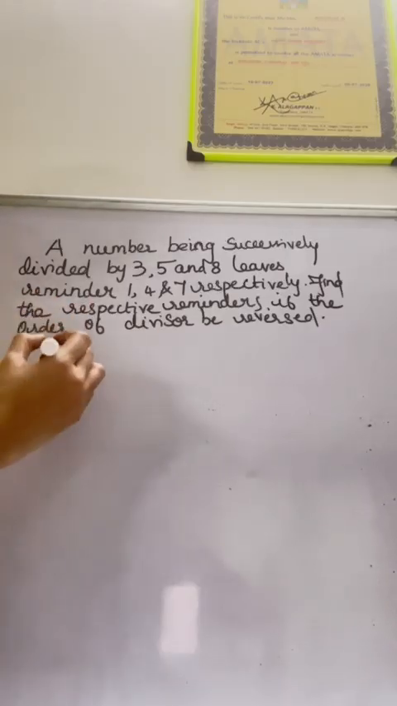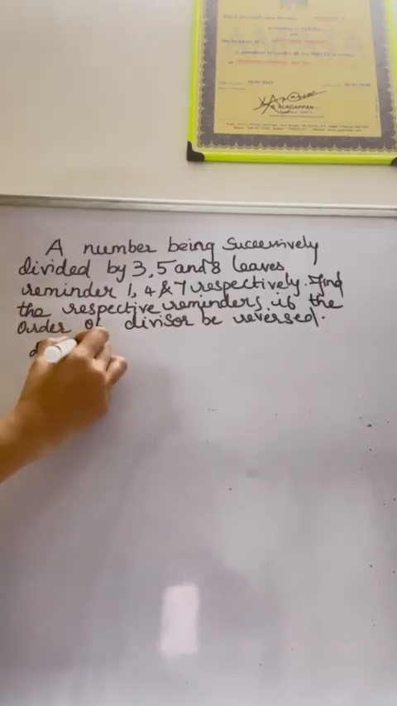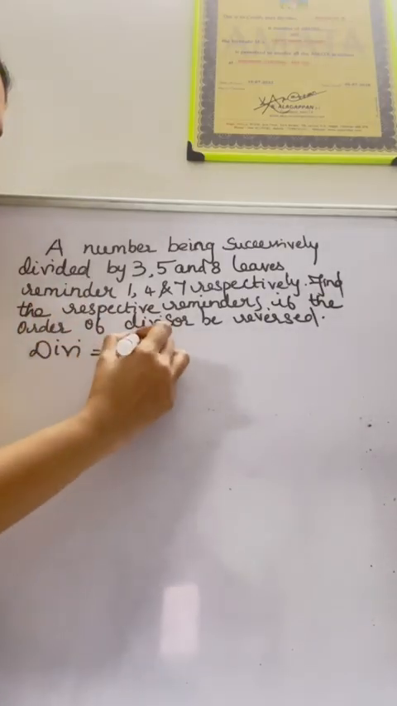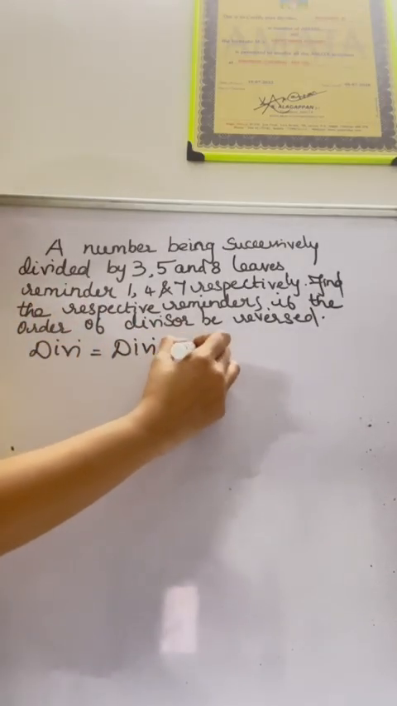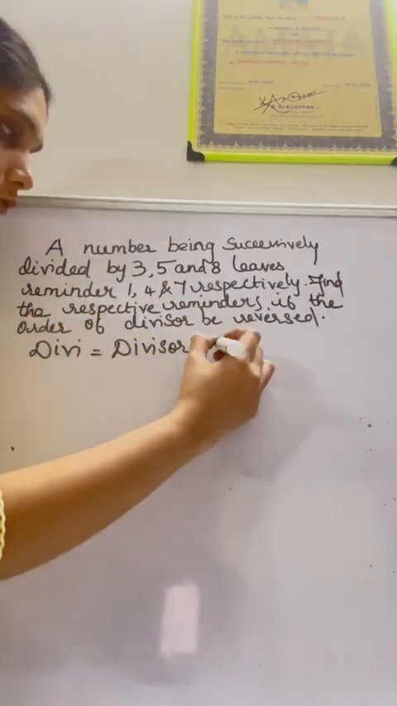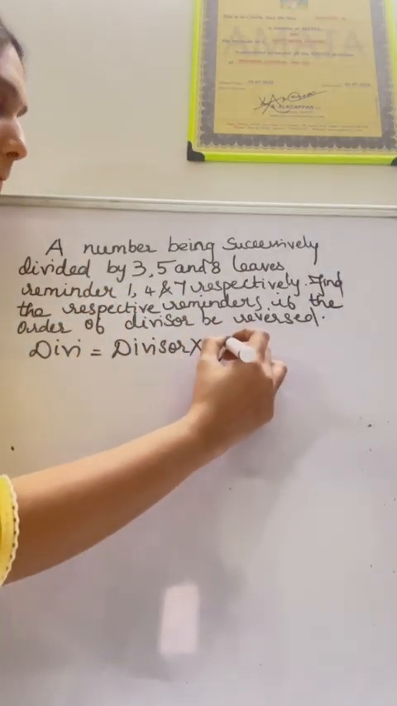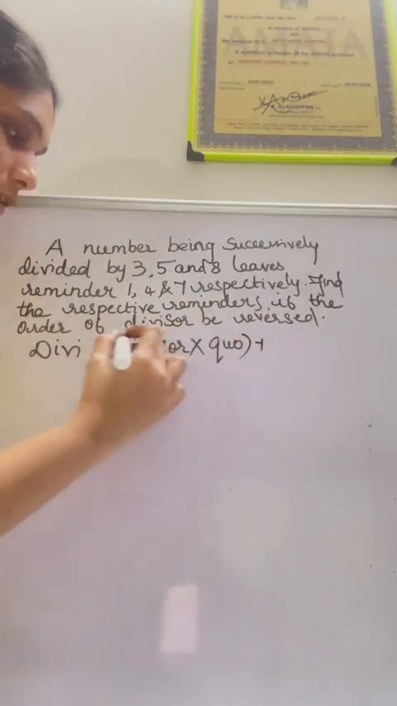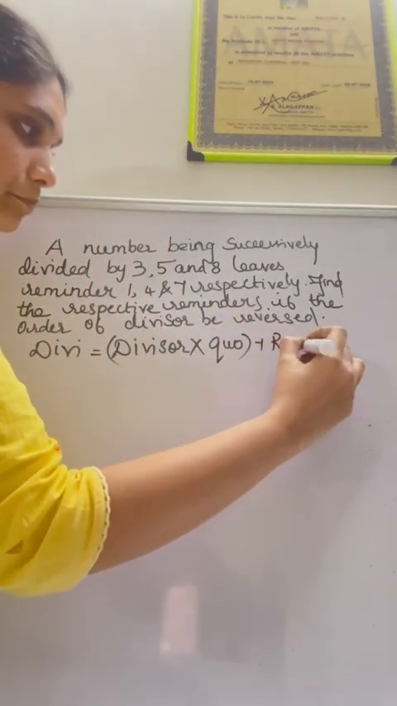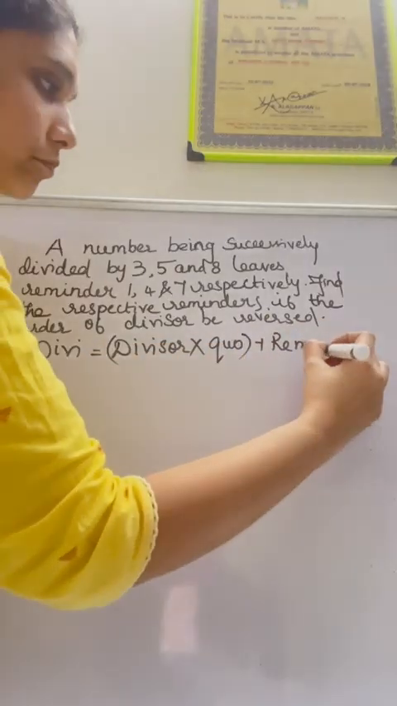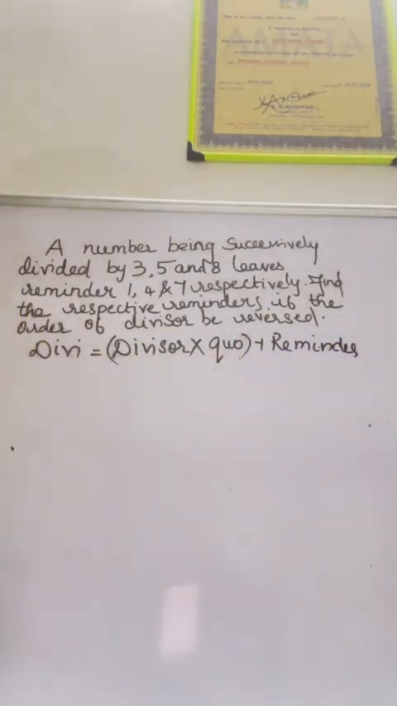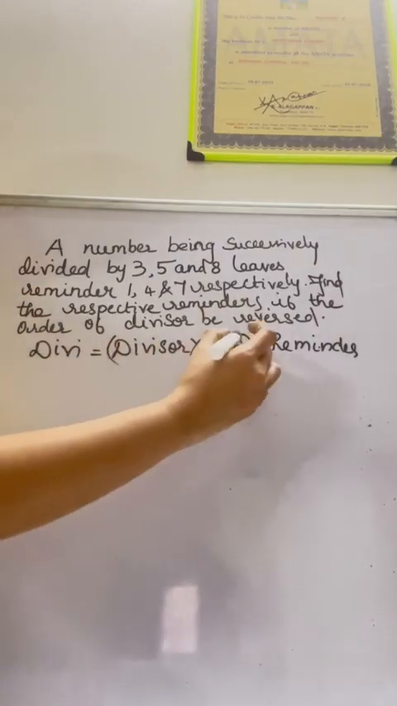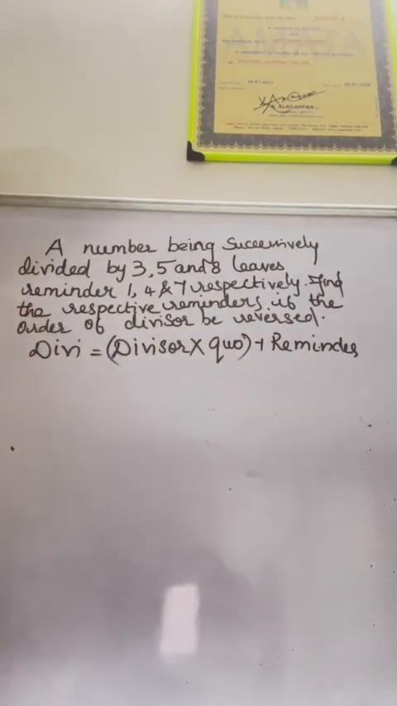So we use the formula: dividend equal to divisor into quotient plus remainder. Okay, dividend equal to divisor into quotient plus remainder.